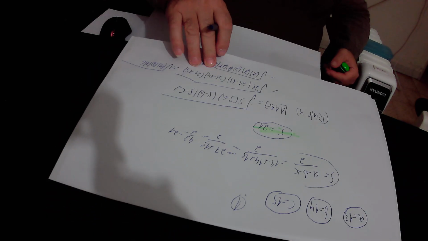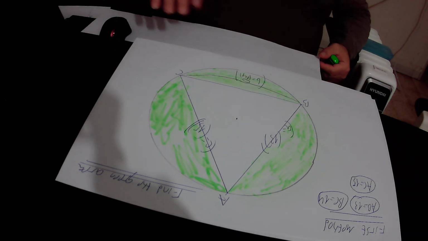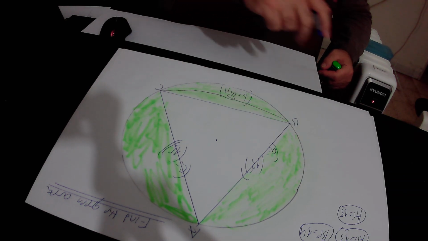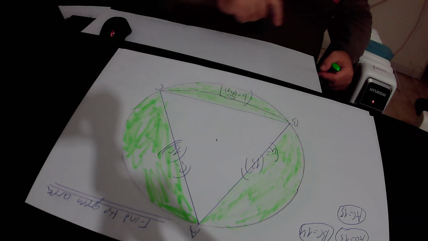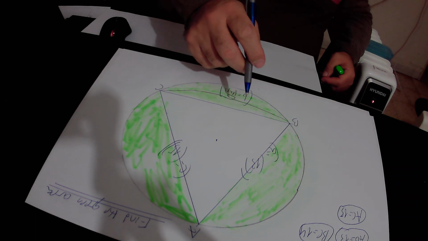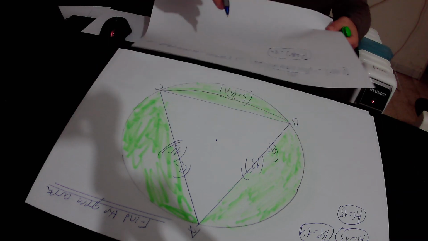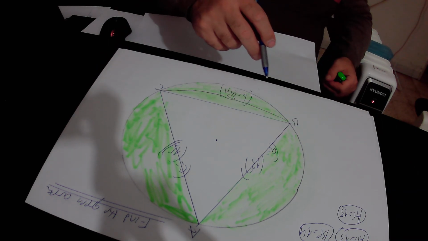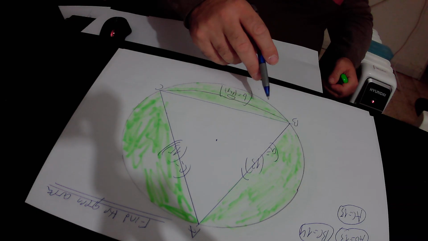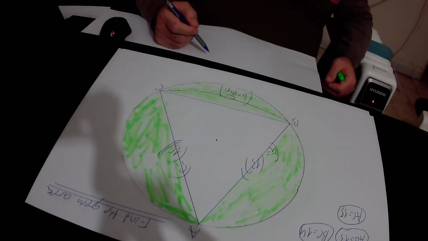From the drawing, it is very clear that the area of the green shape equals the area of the circle minus the area of triangle ABC. We have already found out that the area of triangle ABC equals 84 square units. Now we will find the area of the circle, and we will subtract the area of triangle ABC from it. This will give us the area of the green shape.